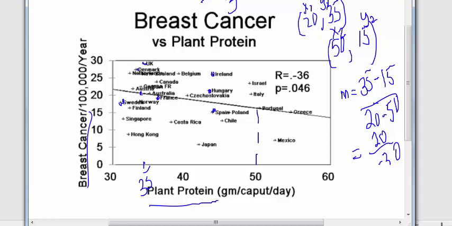So there's a decrease of 2 incidents of breast cancer for every increase of 3 grams of plant protein. This is a negative slope. This line is going downhill. The pattern is going downhill, and it's negative. And this is actually the correlation coefficient, which shows that there is a negative correlation. It's not extremely high, but it is there.